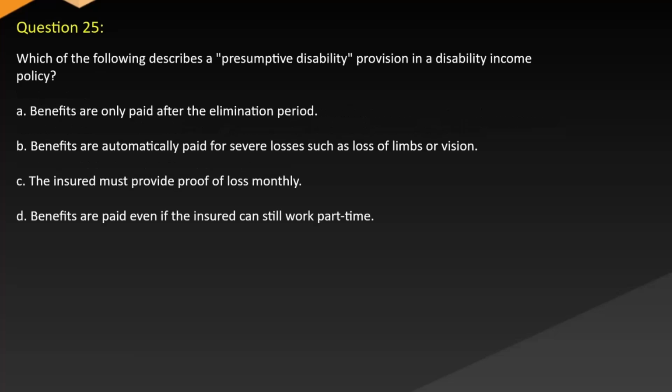Question 25. Which of the following describes a presumptive disability provision in a disability income policy? A. Benefits are only paid after the elimination period. B. Benefits are automatically paid for severe losses such as loss of limbs or vision. C. The insured must provide proof of loss monthly. D. Benefits are paid even if the insured can still work part-time.